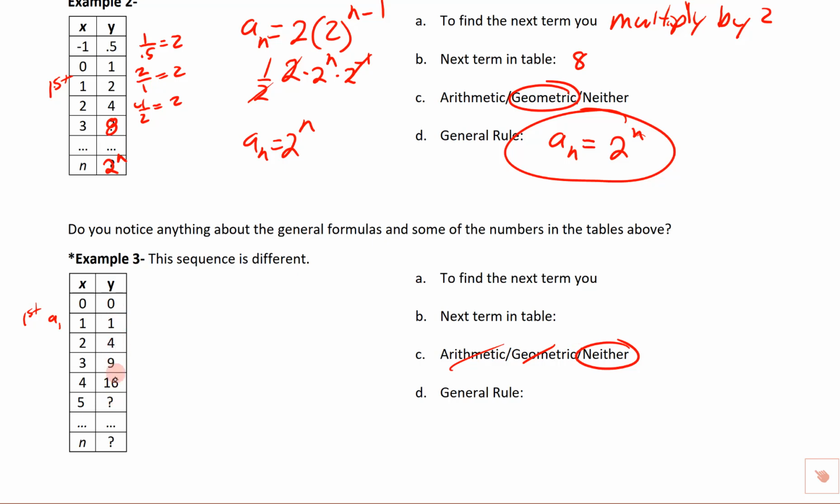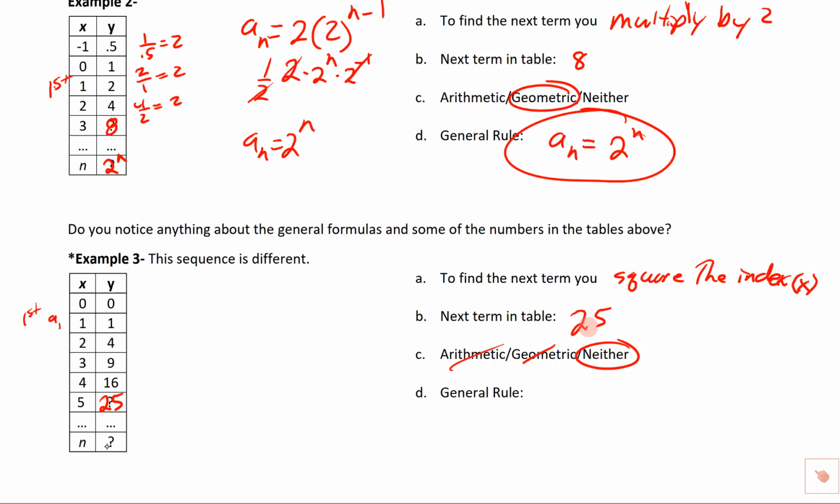So could we figure out how to get that next term? Do you notice anything about those numbers? Those numbers should look kind of familiar. The next one is a 25. So to get the next term, you actually square the index. So to find the next term, you square the index. And in this case, the index is the x value in the table. So the next term in this table is a 25.